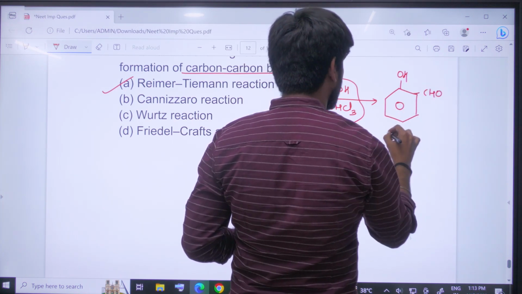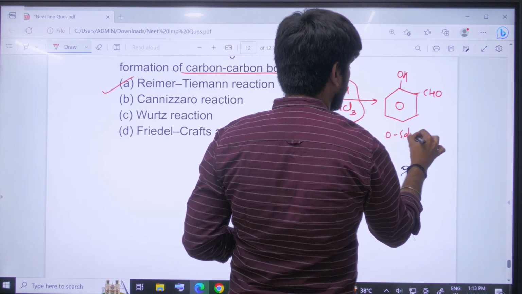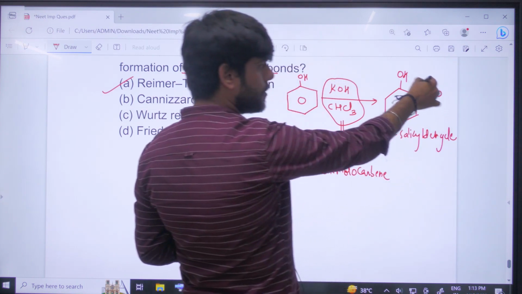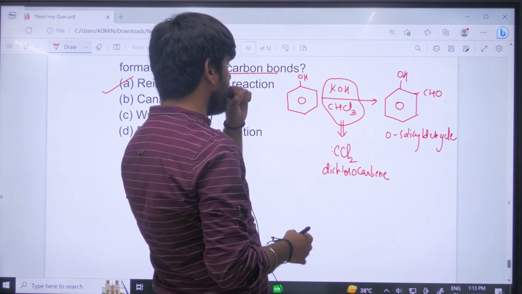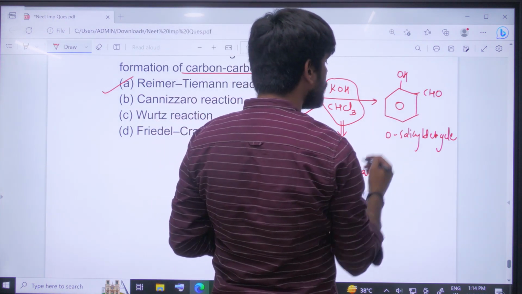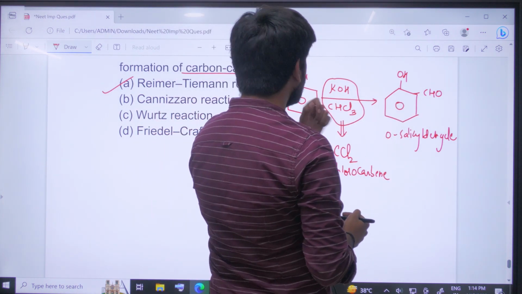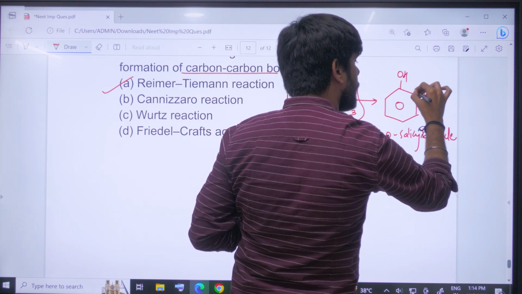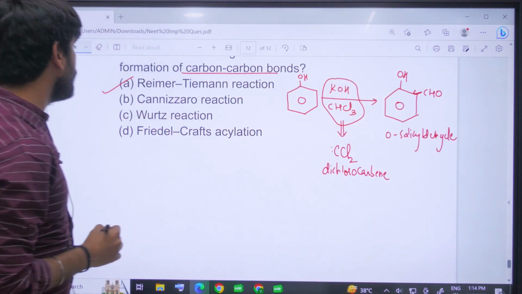ortho-salicylaldehyde, right? Why ortho is the major product? Because we can have the intramolecular hydrogen bonding over here. So this is ortho-salicylaldehyde, and here if you see, it results in the formation of new carbon-carbon bond. So A cannot be the answer.